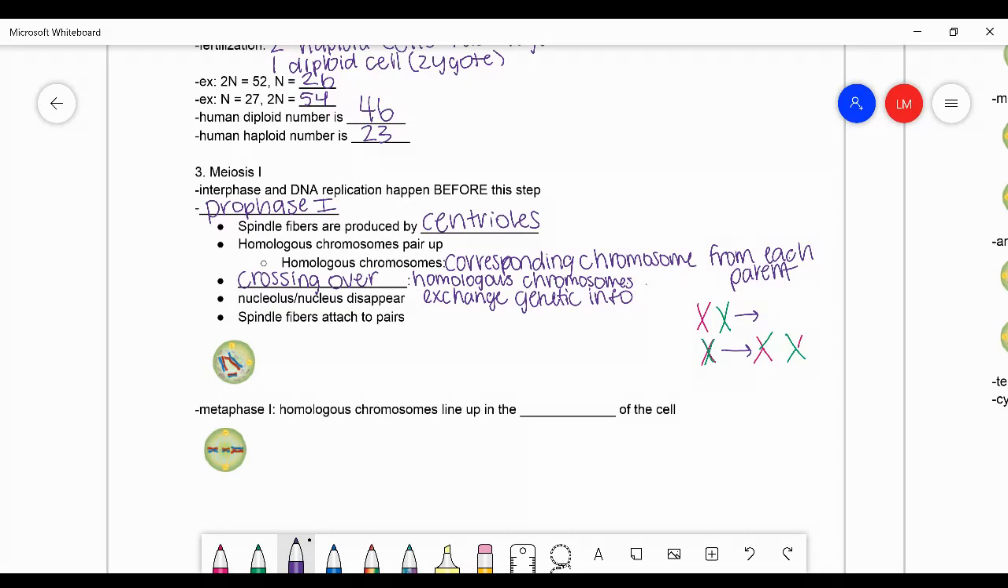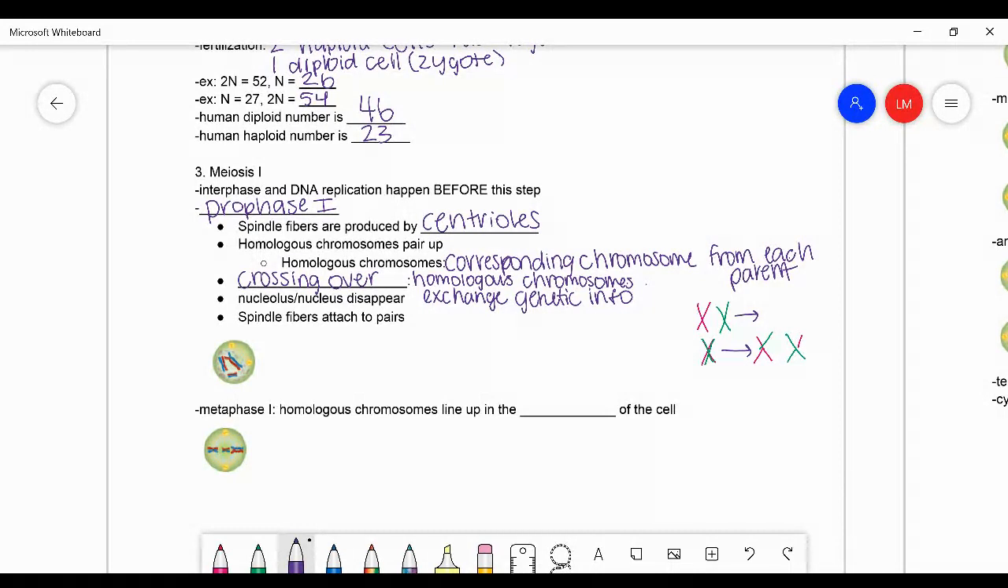And then spindle fibers are going to attach to the homologous pairs, and there is a picture. I know it's a little blurry to you, but that's because I've zoomed in. On your copy of the notes, it's going to look just fine, and we'll diagram this together later in class anyway.